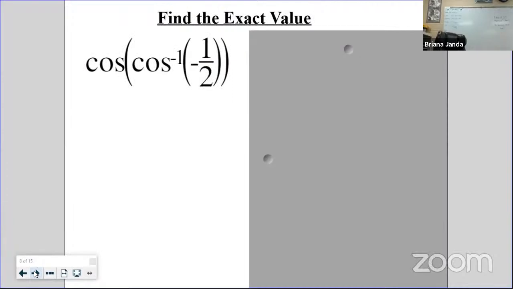I want you guys to try this one on your own. Slow down and think about it: do the inside problem, then move to the outside problem.